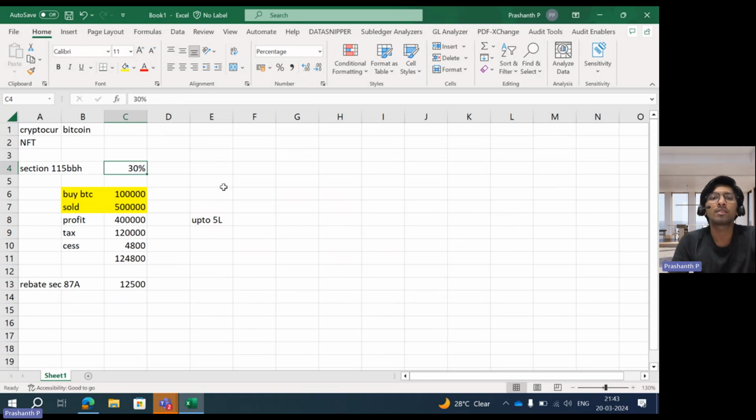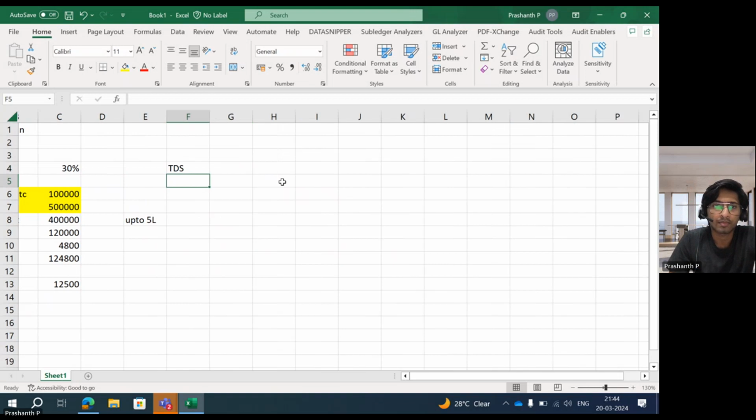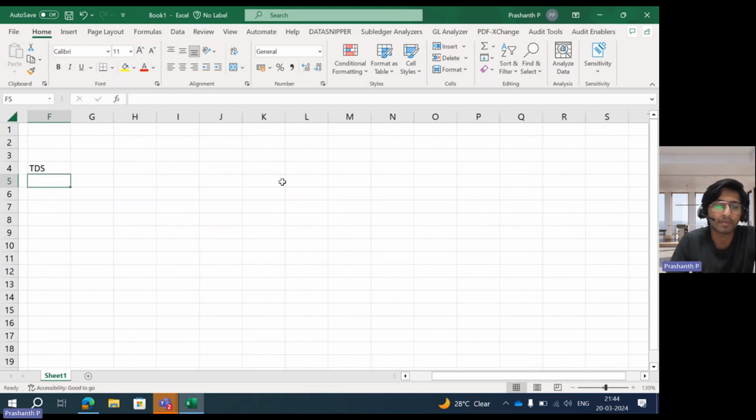Now let's come to the TDS section. What is TDS? TDS means tax deducted at source. Basically, when you sell a cryptocurrency, you will be earning profit, right? So my doubt is whether TDS will be deducted on the profit or on the sale value.